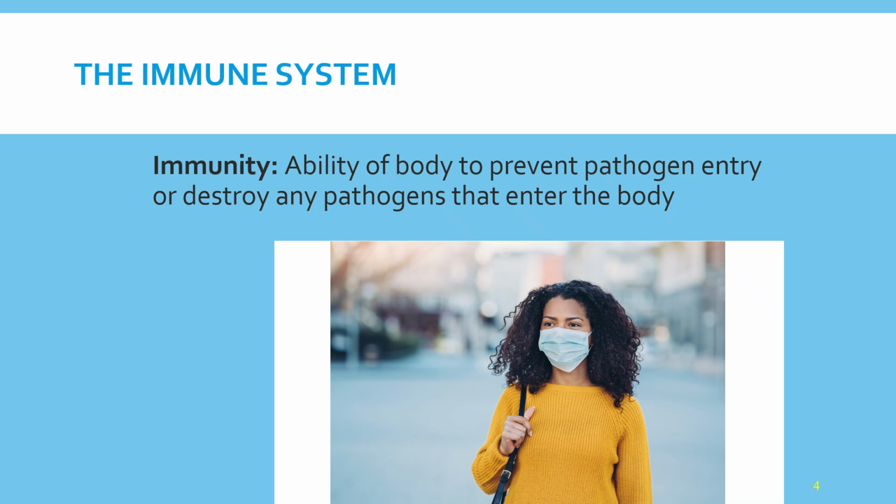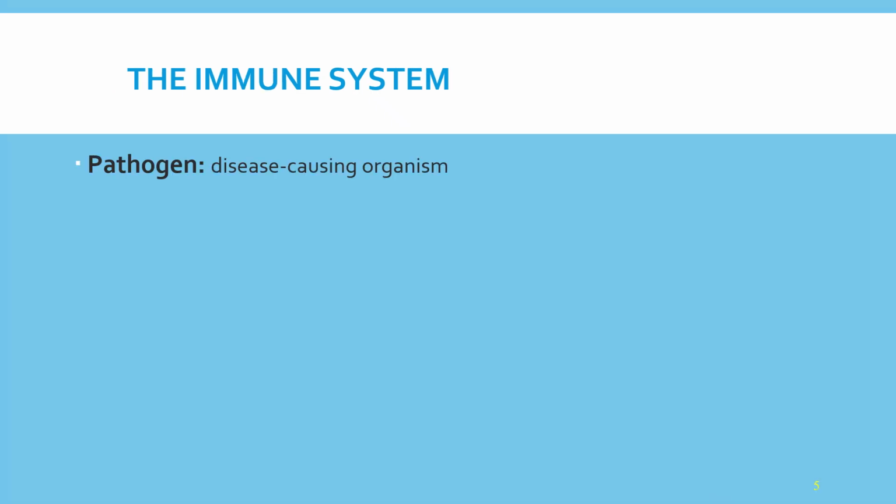Immunity describes the ability of the body to prevent pathogen entry or destruction of any pathogens that enter the body so that the body remains free of disease. And so the presence or multiplication of a particular pathogen or bacterium, if it goes unchecked in the body, may cause an infection or disease, which puts the body in a state where it is homeostatically imbalanced. A pathogen is a disease-causing organism.